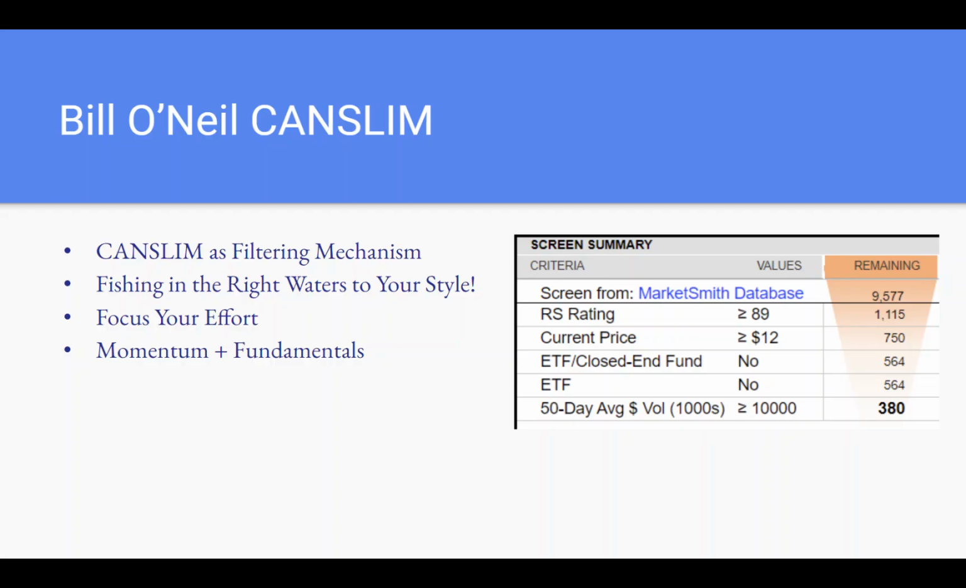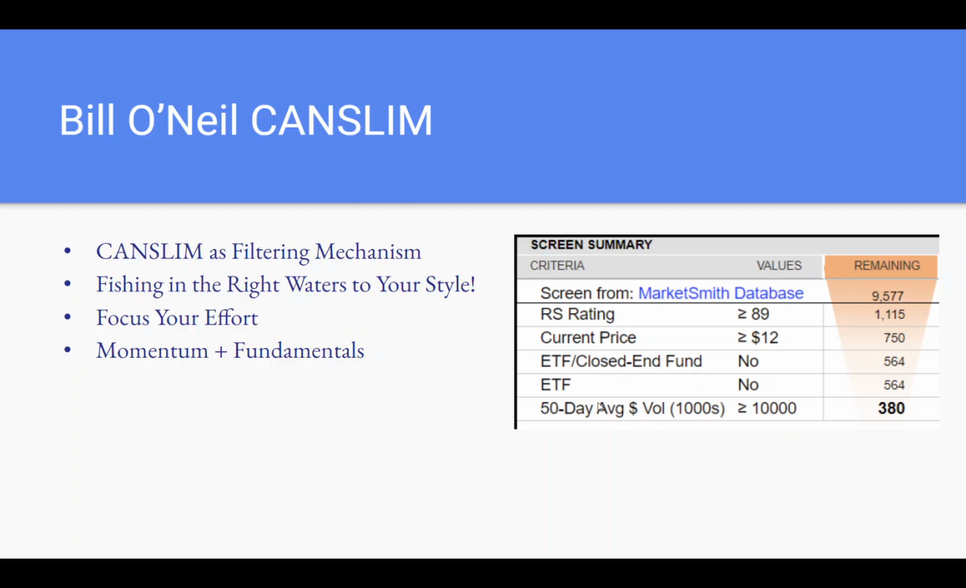Because you cannot manage 10,000 stocks and dive into those to try to figure out what is set up and what you need to trade. So with limited time, you need to limit the stocks that you're looking at. That's what CanSlim helped me with. I use it as a filtering mechanism. So I'm going to fish in the waters that have my style. You focus your effort, and I'm focused on momentum, technicals, and fundamentals.